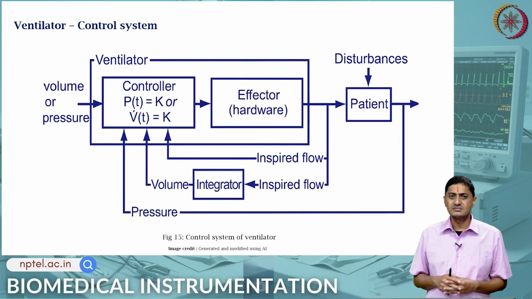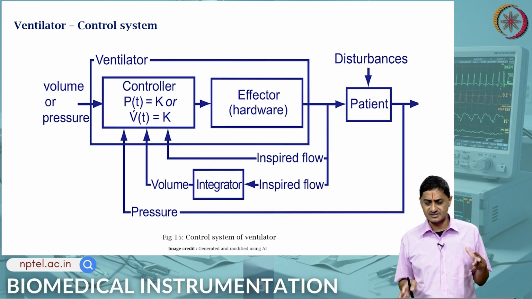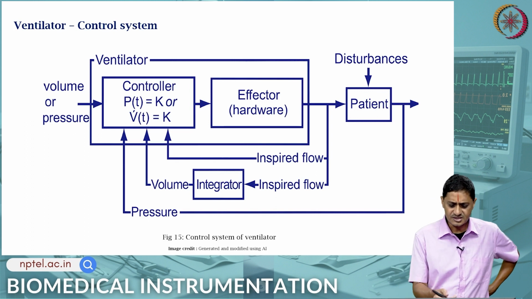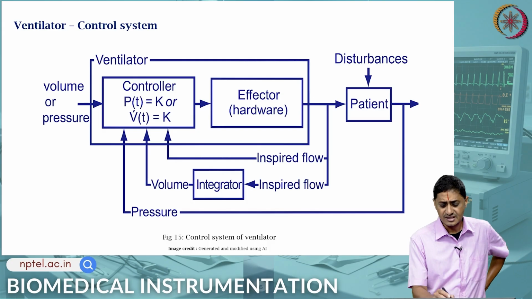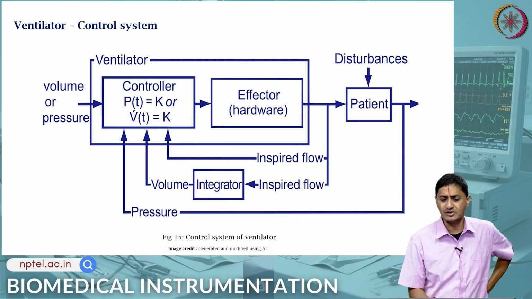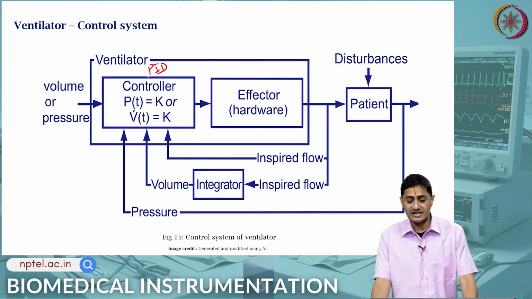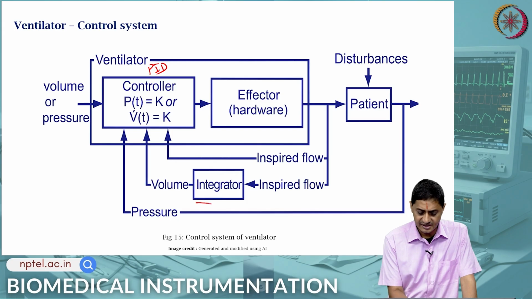Here is a typical block diagram, based on the inputs that we gave. AI generated this block diagram, a typical block diagram for a ventilator. There is a controller. Actually here we have said P of t equal to k, or V dot of t is k, but actually it is not a P controller, but rather a PID controller. It will be a proportional integral derivative controller and a hardware effector, and the patient. This output is given to the patient, and there is an inspired flow, and this inspired flow is integrated over time.